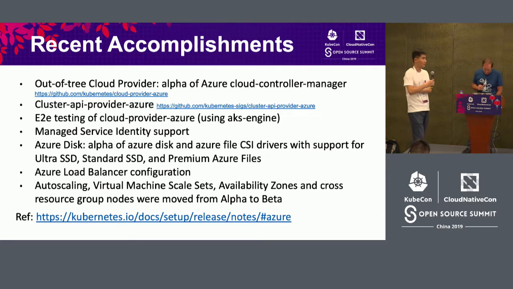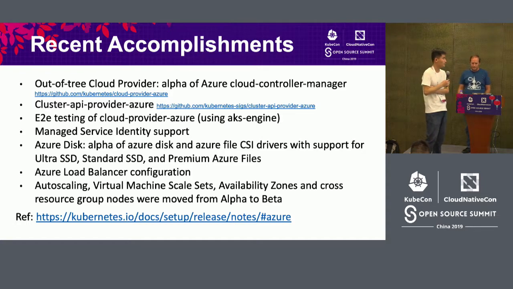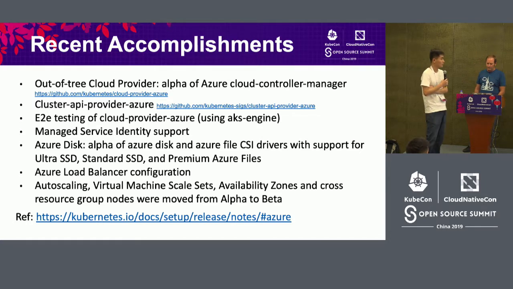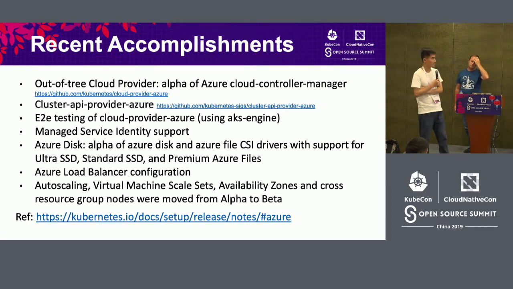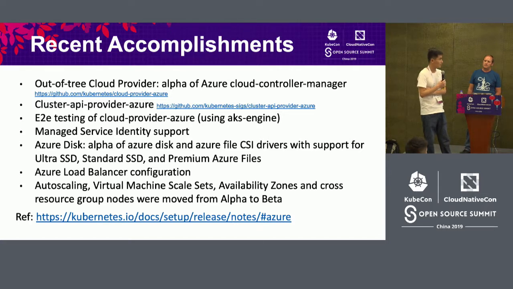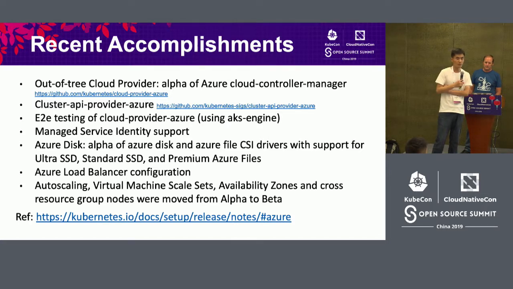Okay, next I will make a simple introduction about the recent accomplishments of SIG Azure. The big thing is that in the future, in maybe two or three releases, we would move the cloud provider, especially all the cloud-specific calls, out of tree. For Azure, the cloud provider work has already started, and we have already set up the repo here. It's also under the Kubernetes org, and the repo name is cloud-provider-azure. Based on this, we have also set up some end-to-end tests and validated its functionality.